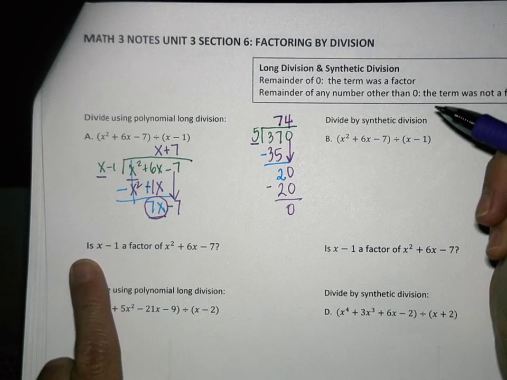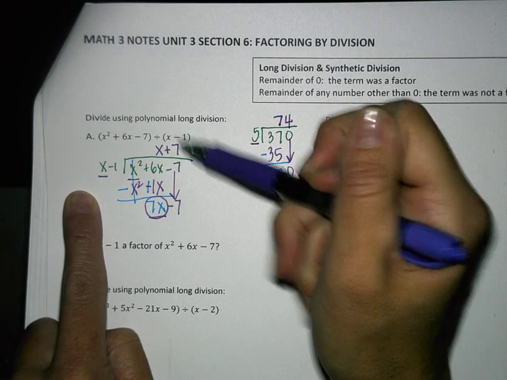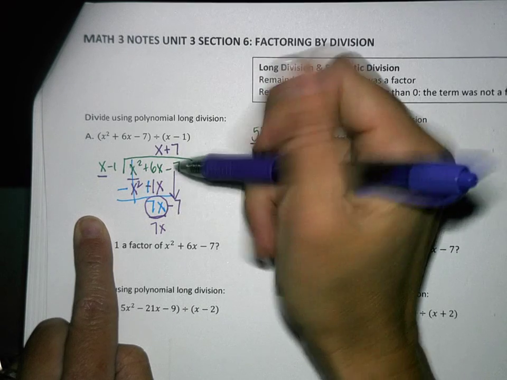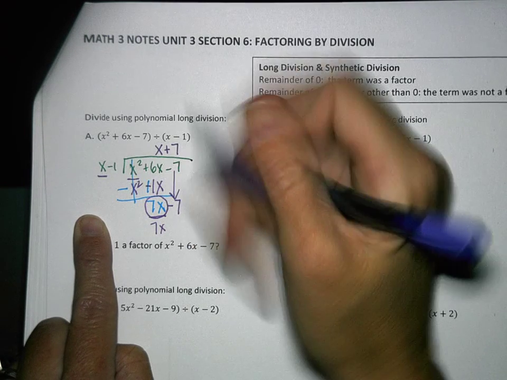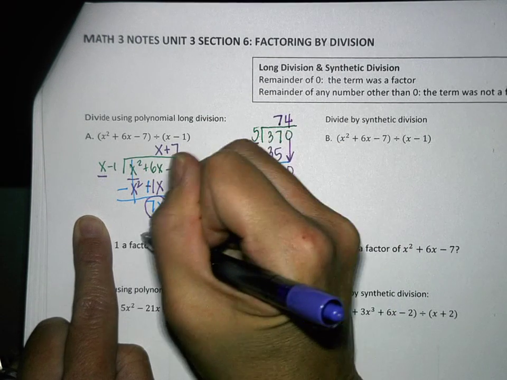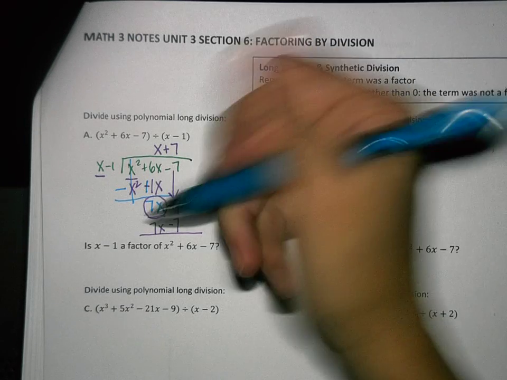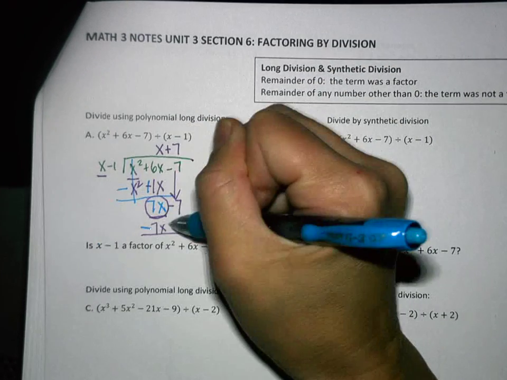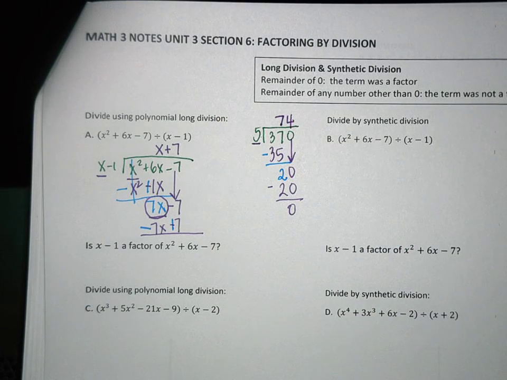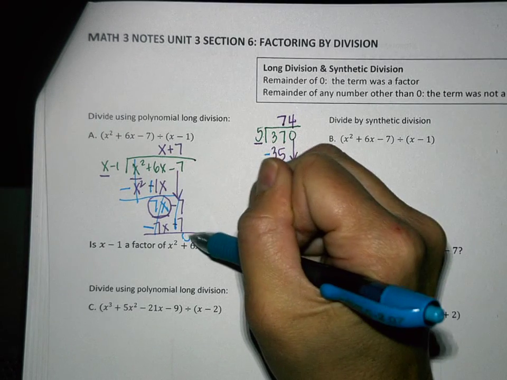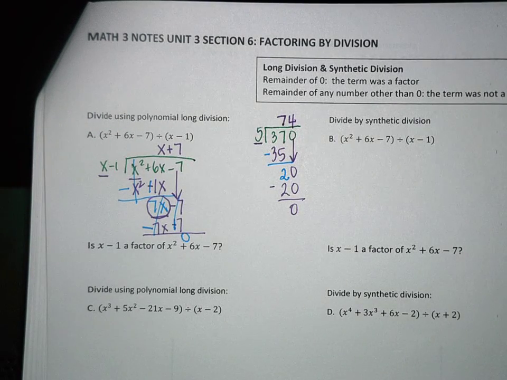We're going to do the same thing over here now. 7 times x is 7x, and 7 times negative 1 is negative 7, okay? And then we have to do what? Change your signs because we're subtracting, right? So when we subtract, each of these signs change. That becomes a minus, this becomes a plus. And what ends up happening? They all cancel out and we have a remainder of 0, just like we have a remainder of 0 right here.